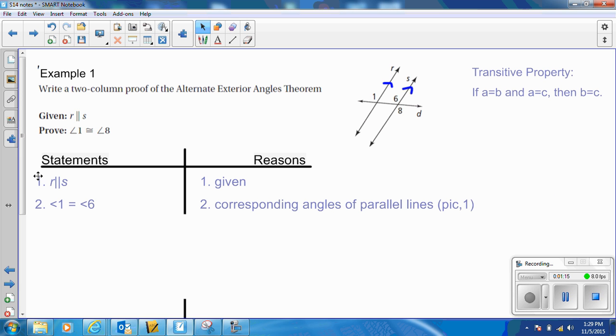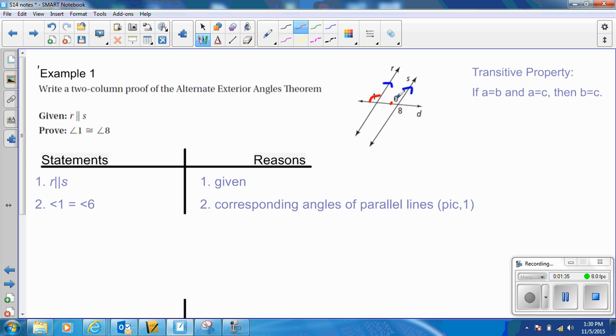So I see that R and S are parallel to each other. Well, because of that, I know angle 1 and angle 6 are corresponding angles that are congruent to each other. So I can say angle 1 is congruent to angle 6 in my second step. Next thing I see, angle 6 and angle 8, those are vertical angles.